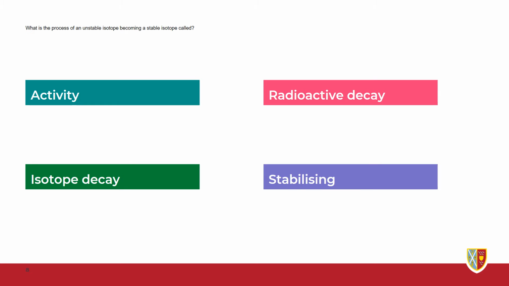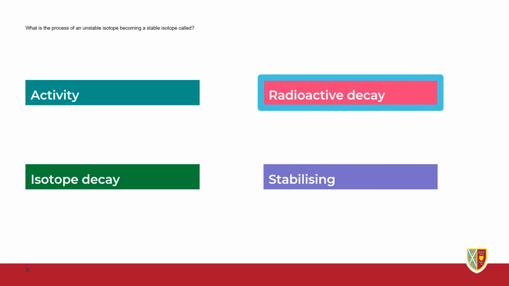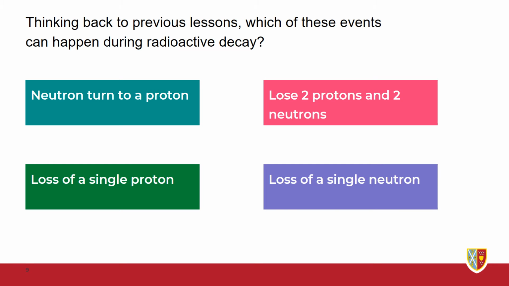So, some quick questions. What is the process of an unstable isotope becoming a stable isotope called? Correct, it's radioactive decay. Now, this question goes back to previous lessons that you would have had when you were first taught about radioactivity in school. Which of these events can happen during radioactive decay? Have a little think about it. And well done if you realised it was all three.